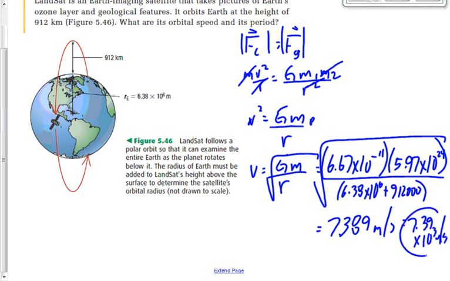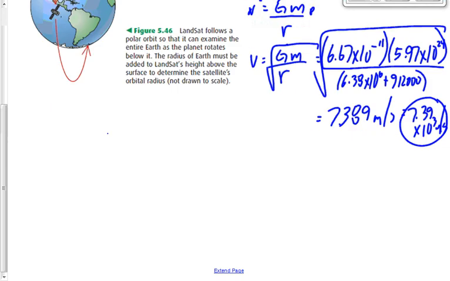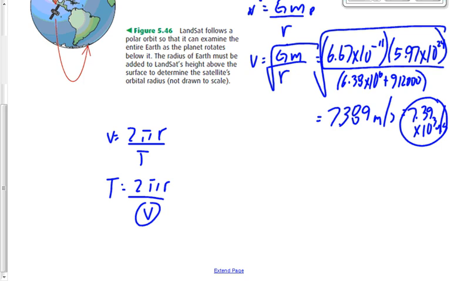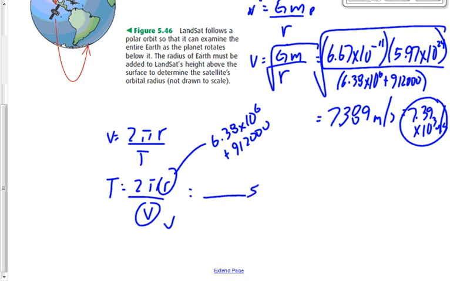Now, you want to find the period? This is easy, actually. 2 pi r over t. We're just going to say t is equal to 2 pi r over v. We know the value for v. We just found it. The value for r, that's 6.38 times 10 to the 6 plus 912,000. Do your math there, and you're going to get an orbital period in seconds. Okay, if you did this for the Earth, you get the orbital period for the Earth revolving around the Sun, which would be equivalent to about 365 days. Yep. Fraser?